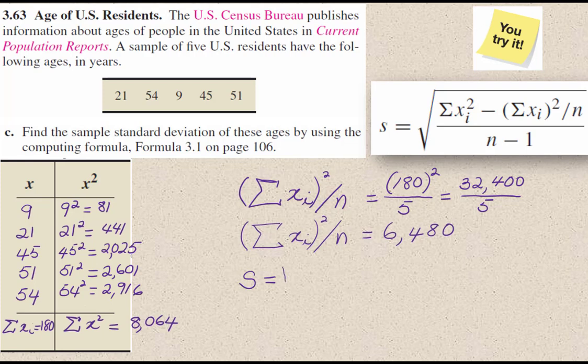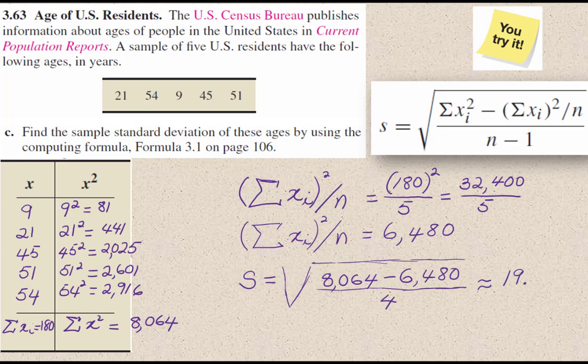The sample standard deviation will be equal to the square root of the sum of the squares, which is 8064, minus the square of the sum divided by n, which is 6,480, divided by n minus 1, which is 4. And we get an approximation of 19.9.